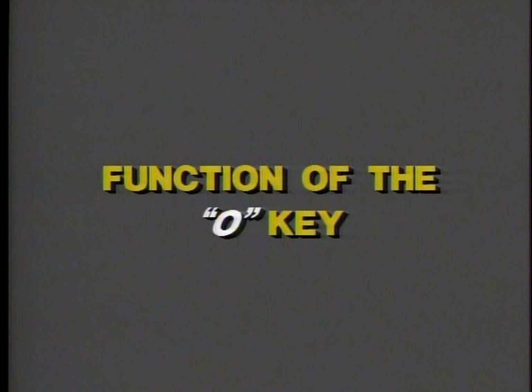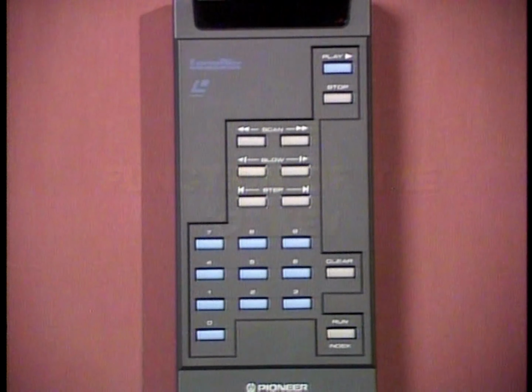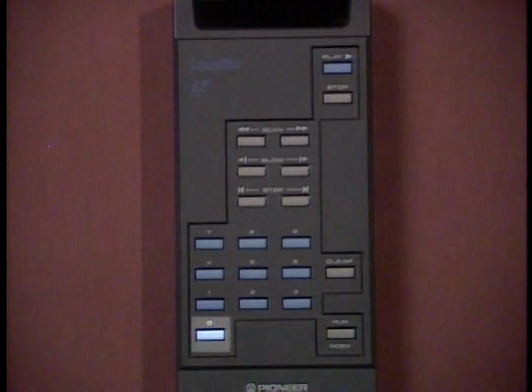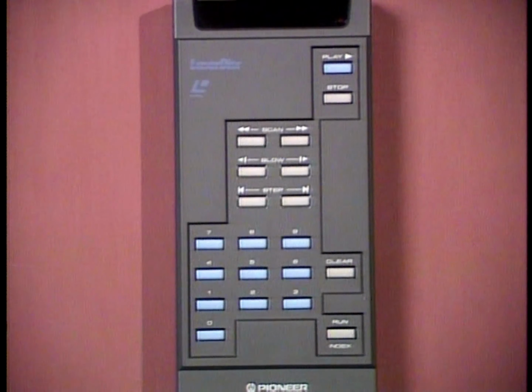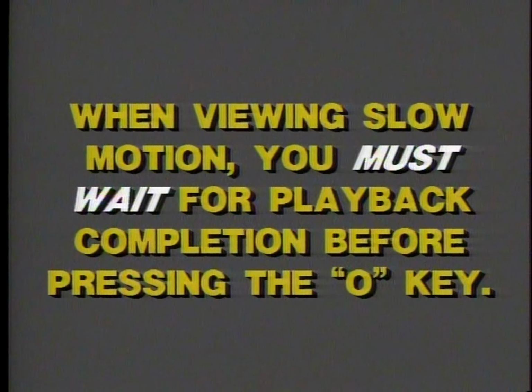The final special function key you may wish to use during a training program is the blue 0 key. Pressing the 0 key will return you to the program main menu at any time except when you are viewing a motion sequence in slow motion. In this case, you must wait for the completion of the slow motion playback before pressing the 0 key. Now, let's check your understanding of special function keys.